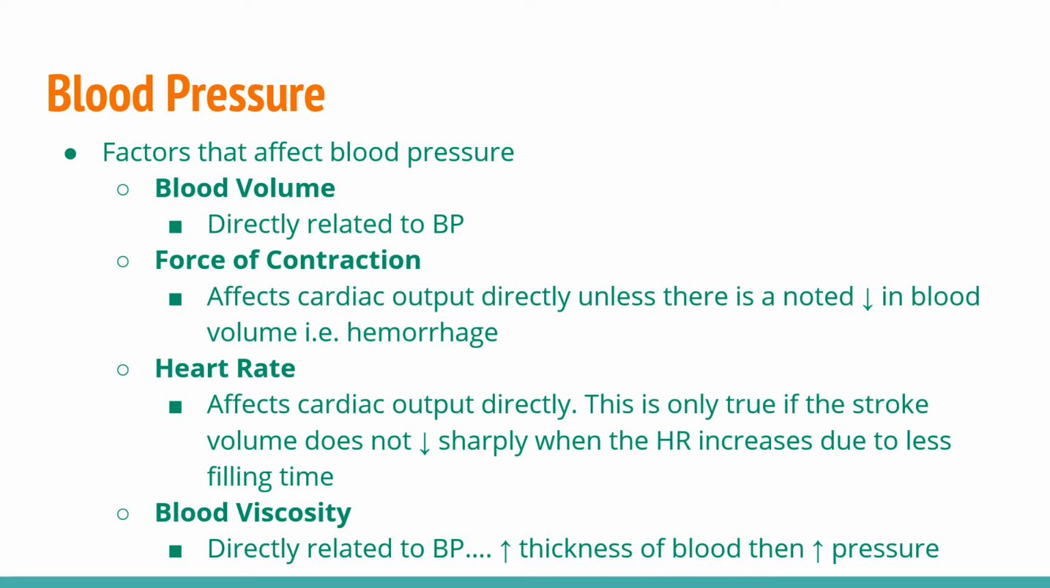And then if we look at blood viscosity, that is definitely directly related to your blood pressure, because increased thickness means increased pressure. That makes sense, because if it's thinner, you have less pressure. If it's thicker, you're going to have more pressure. It's going to push more on the vessels. So patients that have become polycythemic have thick blood, and they may have a higher blood pressure, plus the heart has to work harder to push that blood.